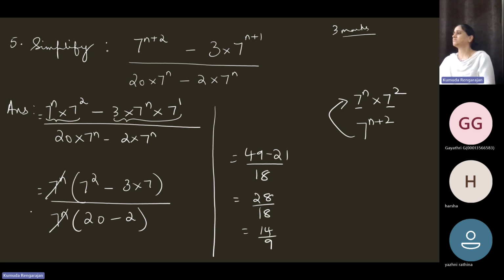Right? I made a mistake. 7 square minus 3 into, but I answered that as 7 minus 3. 3 minus, oh, and multiplication. No, but did you split the expression like this? Yes, I did.